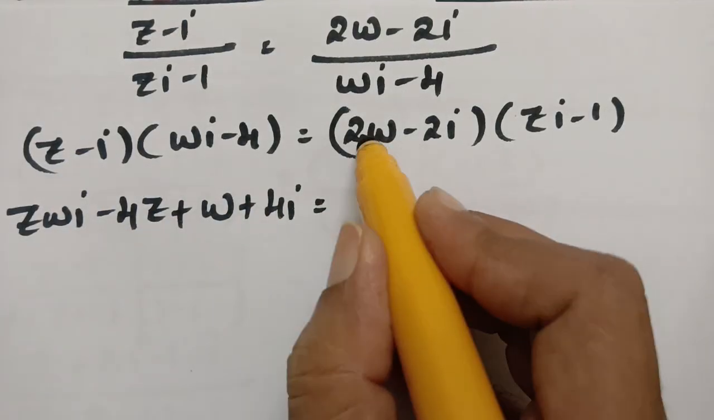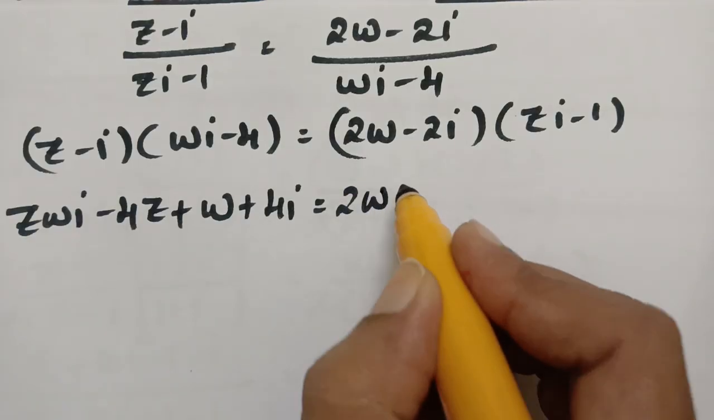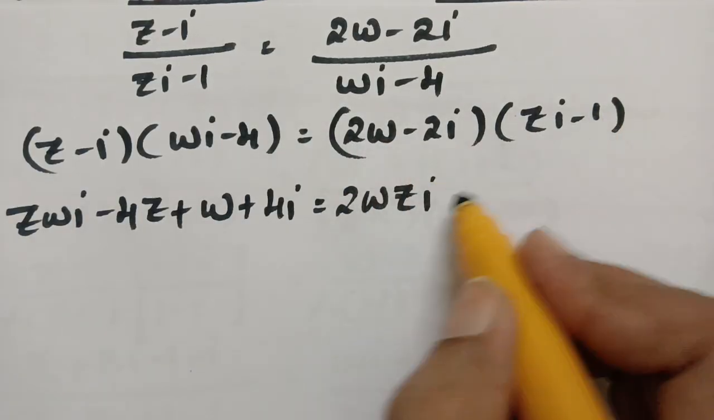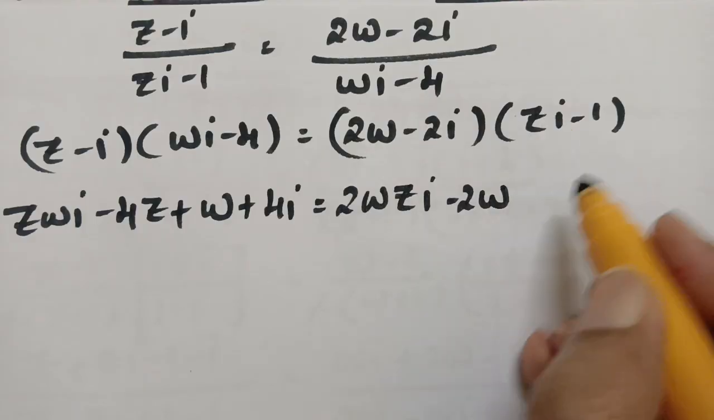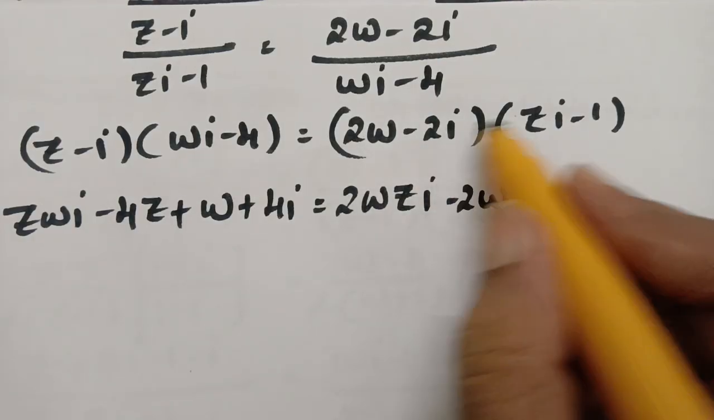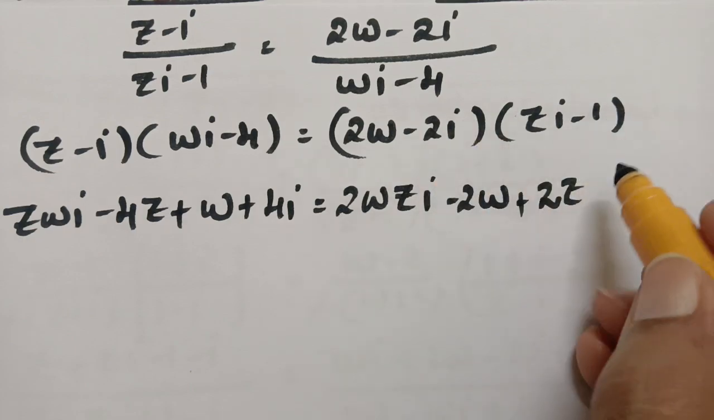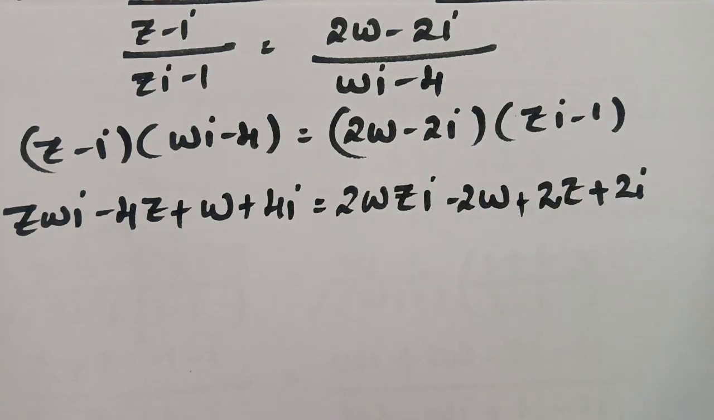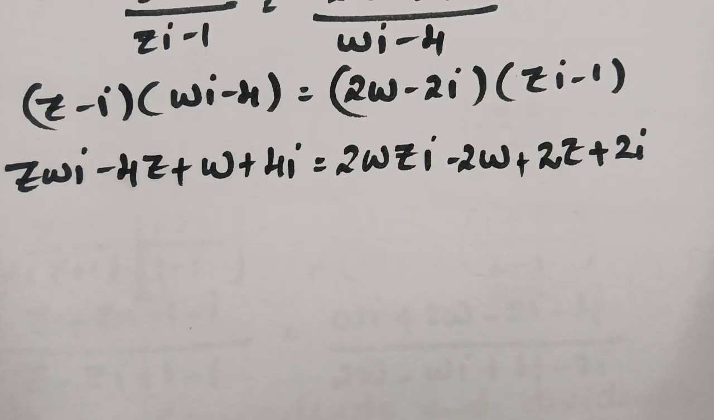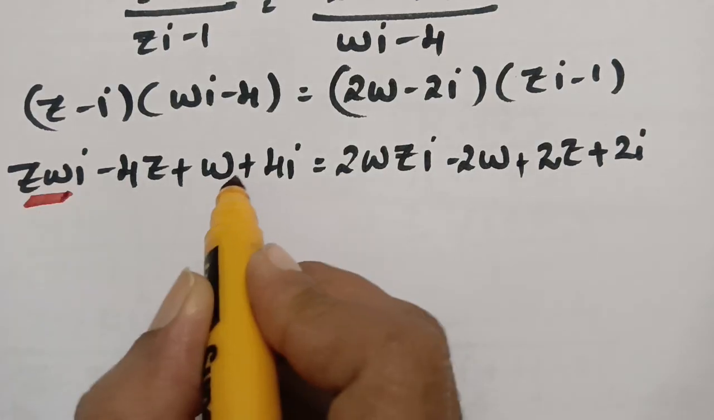Clear? And here if I multiply, this will be 2wzi, and if I multiply, this will be 2w and this will be minus 2z, and again i square value is plus 1 and if I multiply, this value is 2i. Clear? Now I am bringing all the z terms to one side.